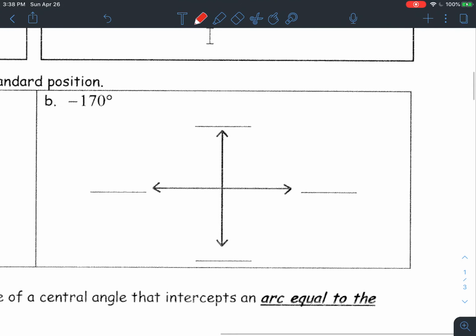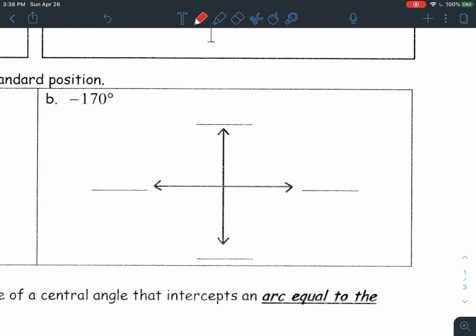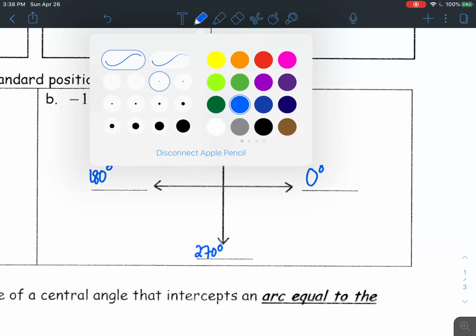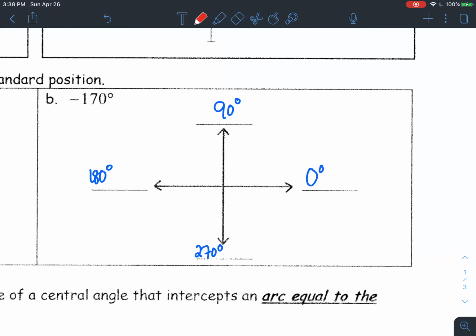Part B, I'll just talk about real quick. I'll use red, why not? So now that we're doing negatives, there's two different ways of handling this. You could still go through and label everything the way it usually is: 0, 90, 180, 270. And then you're just going to have to know that when you're going negative 170 degrees, that you're going this direction instead of that direction.